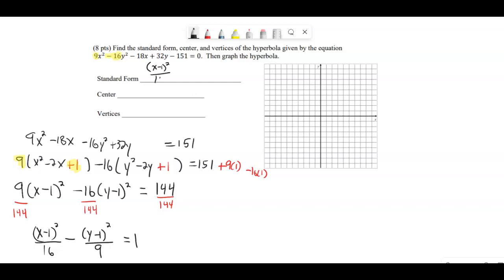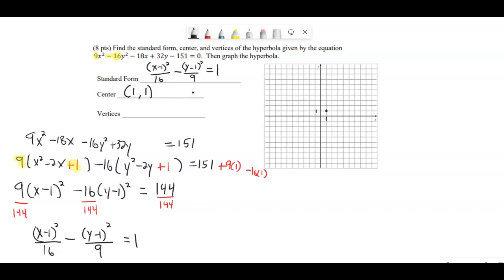From this standard form, we can graph, find the center, find the vertices. Specifically the center: what makes the x squared term 0 is 1, and what makes the y squared term 0 is also 1. Okay, this is a good start. So let's go over here, and 1 and 1, that's our center. Let's label these 1 and 1 so that you can tell the scale of the x and y axes.